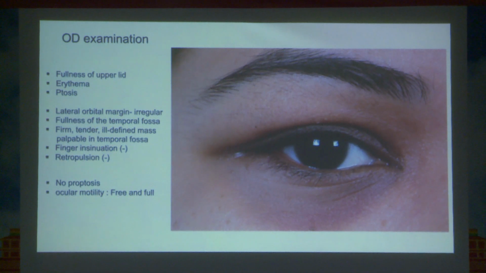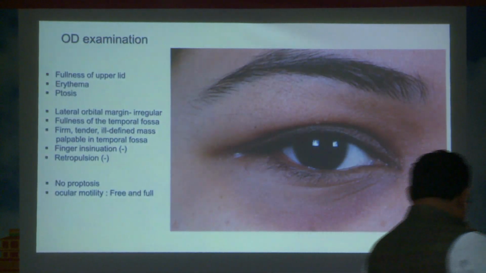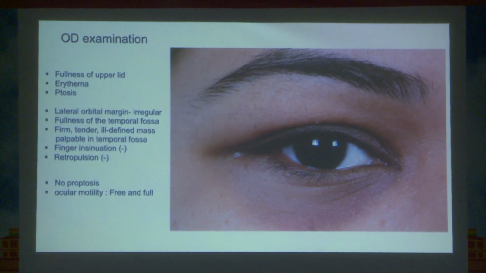On examination, as you can see, there was fullness of the upper lid that was present. There was erythema that was present. Because of the lateral fullness, there was mild ptosis that was seen. The lateral orbital margin was irregular. There was fullness of the temporal fossa. Firm, tender, ill-defined mass was palpable in the temporal fossa.